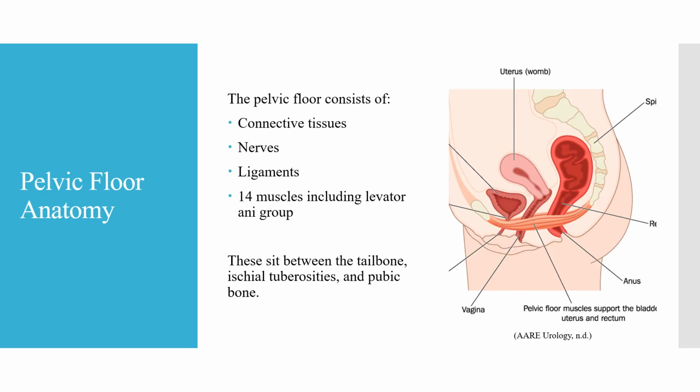The pelvic floor consists of connective tissues, nerves, ligaments, and 14 muscles, including the levator ani group, which support and power the pelvic organs. The pelvic floor rests between four important landmarks that create a diamond-like shape: the pubic bone, the tailbone, and the sits bones or ischial tuberosities, which are round-like bones near the hip joints.